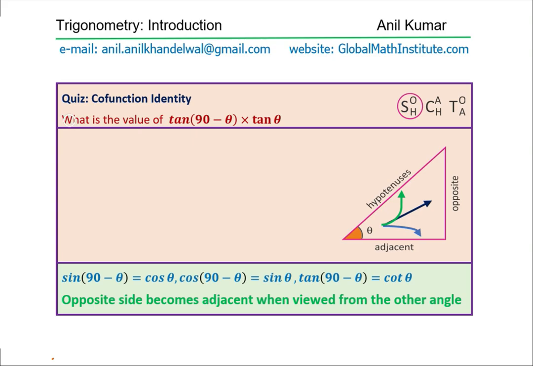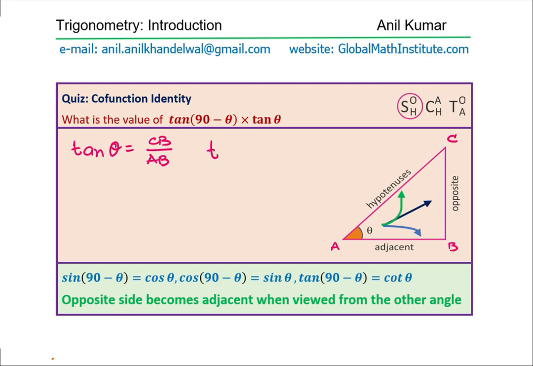Perfect. Next question here is a co-function identity. It says, what is the value of tan of 90 minus theta times tan theta? Now, I'd like you to pause the video and answer this question. Now, when I say tan theta, it means what? Let me label this diagram also, right? So let's write down A, B, C is enough, right? Triangle, 3 points. So tan theta is opposite over adjacent, so it will be CB over AB, right?